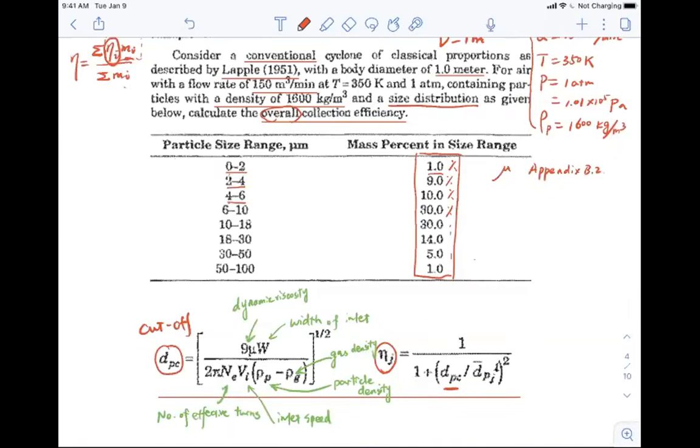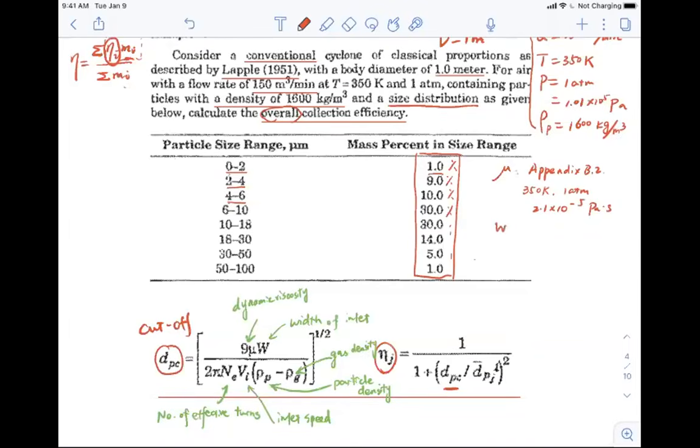of the textbook, okay? So you can find out what is the dynamic viscosity at any temperature and any pressure, okay? So you can find out in that appendix that at 350 Kelvin at 1 atmosphere, you're going to have the viscosity equal to 2.1 multiplied by 10 to the minus 5 Pascal second. Okay, so that's the viscosity.